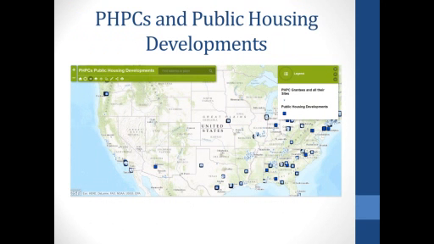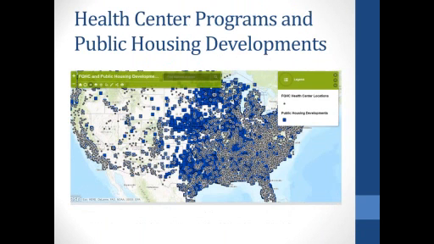These are two examples of maps that have been created by Joy. These maps are depicting PHPCs and public housing developments, and health center programs and public housing developments. Joy is going to talk about these maps, how she created them, and give additional information. And now I would like to turn it over to Joy.